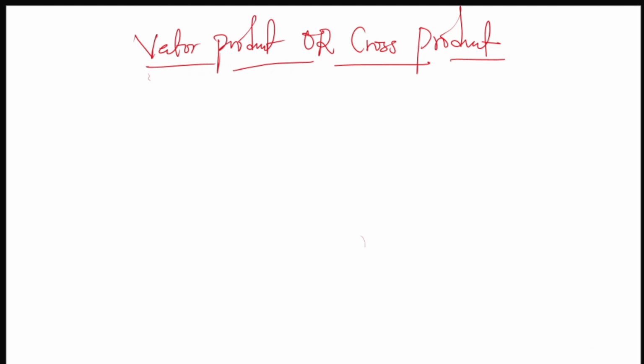I told you when you have two vectors and you want to represent it with a vector product or a cross product, what you use is your multiplication sign. So when you see this sign, you should know that this sign is telling you that we are considering a vector product.